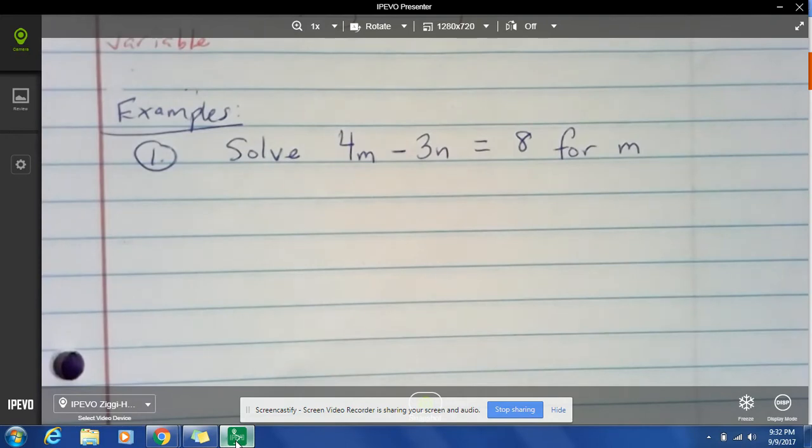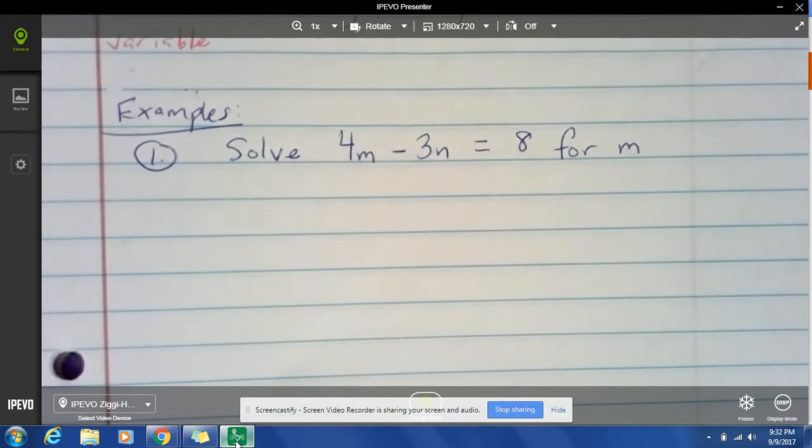Let's start with example number one, and we have solve 4m minus 3n equals 8 for m. As it says in the notes, we can't figure out what the exact value of m is numerically, but what we can do is get m by itself and get all the other stuff on the other side. So this is called solving for m in terms of n. When we're done, we'll have m on just one side by itself, and on the other side of the equal sign, we'll have the rest. It won't be just a number, but the m will be by itself.